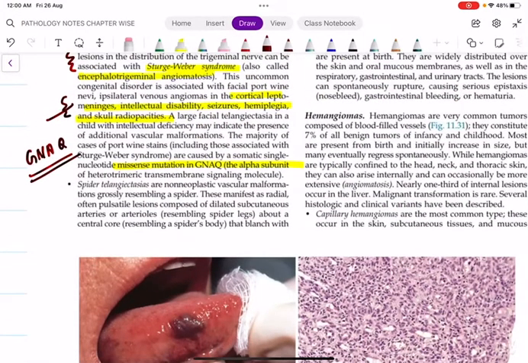Then we have something we call spider telangiectasia. Spider telangiectasia means there will be a center and there will be radiating, dilated arterioles like this, which resembles the spider legs, and there is a central core which resembles the spider body.